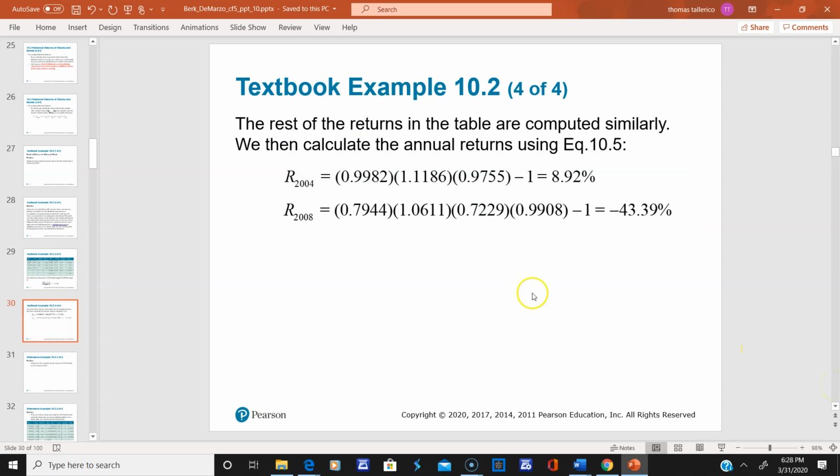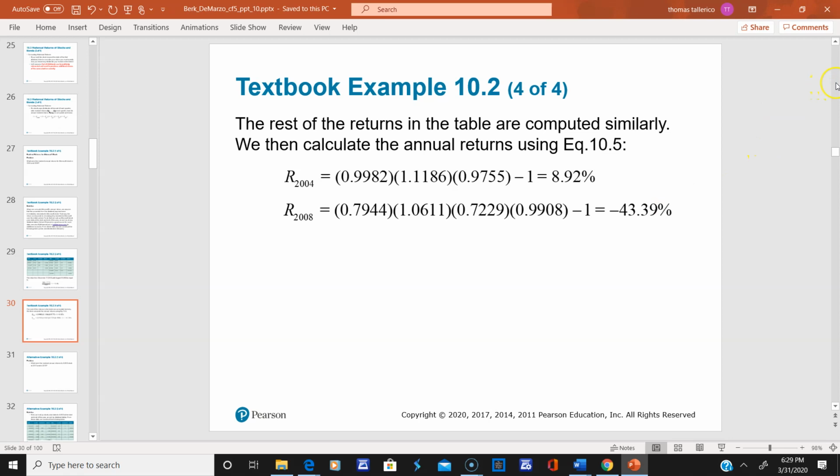And you could calculate the rest of the returns in a similar way here, right? You can do them all, and here's how. You get each return and multiply them together, as I said, and you end up with 8.92% for 2004. And for 2008, you end up at minus 43.39, right?